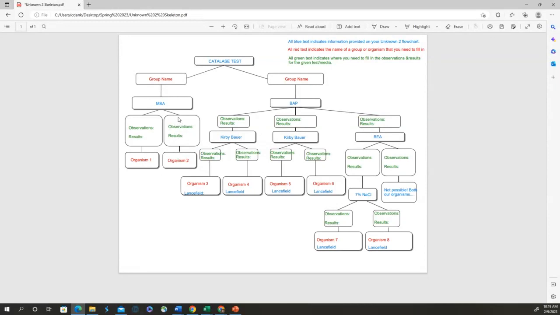So in this middle box, you're going to say, okay, Chelsea, I did the mannitol salt agar plate. If I observe this, which is this kind of result, I know I'm looking at this organism. But if instead I see these other observations and get this other result, then I know I'm dealing with this organism. Okay, again, all of this information is in the PowerPoint and the videos, but if you have any trouble with this, please reach out, okay?